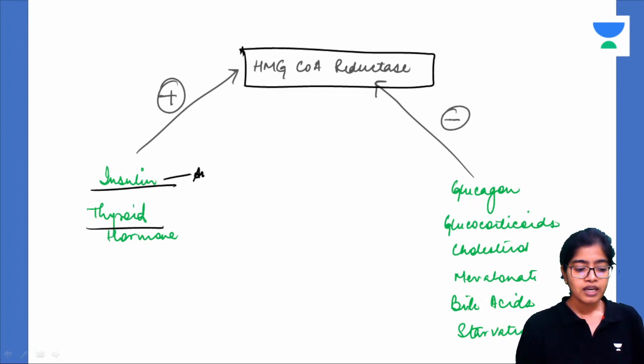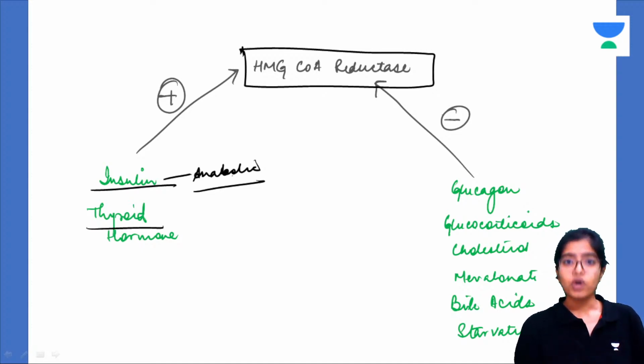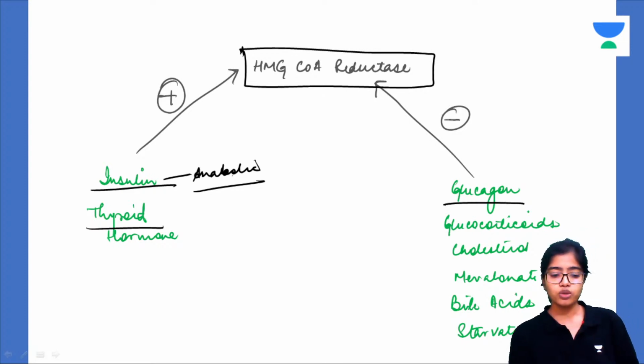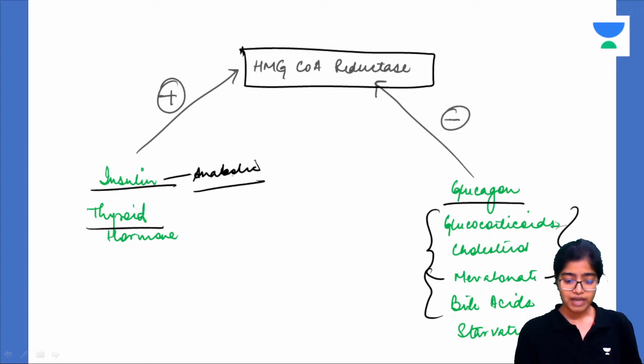We know insulin is an anabolic hormone. It is an anabolic hormone. So, it will stimulate HMG CoA reductase to form the molecule that is cholesterol. Okay. Now, glucagon will inhibit HMG CoA reductase. Glucocorticoids, cholesterol and mevalonate all will inhibit HMG CoA reductase through feedback inhibition, because these are the products of synthesis. Okay, so they will inhibit bile acids also, because bile acids are also synthesized from cholesterol only. So through feedback inhibition, they will inhibit this.